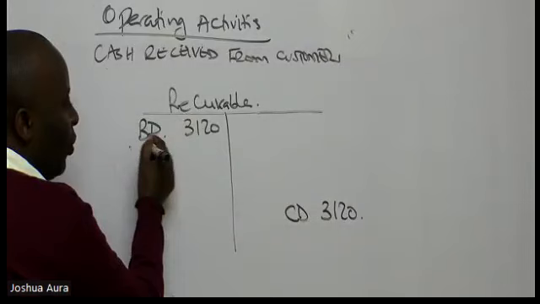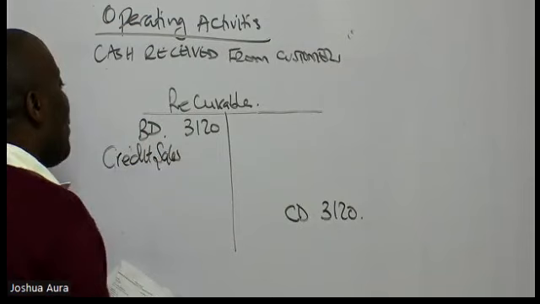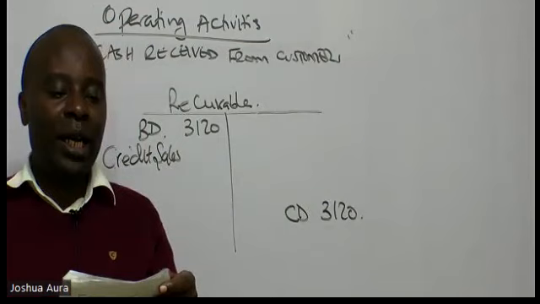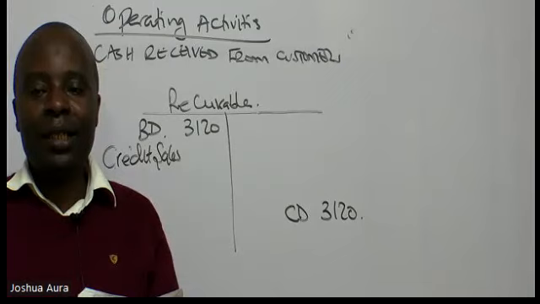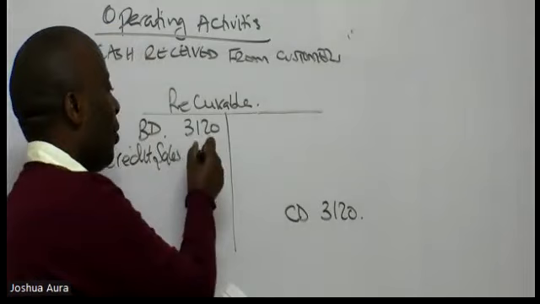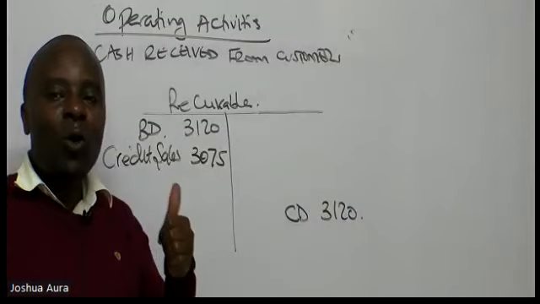Is there somebody who is able to see credit sales in this particular financial statement? Yes, I can see the statement of comprehensive income, and I can see my sales. I can see my revenue was 3075.